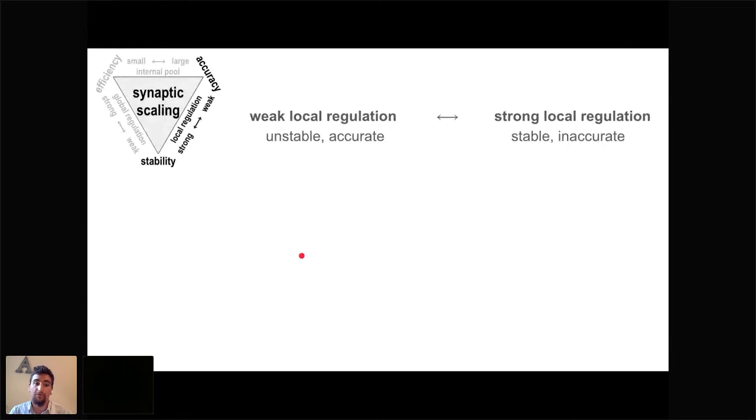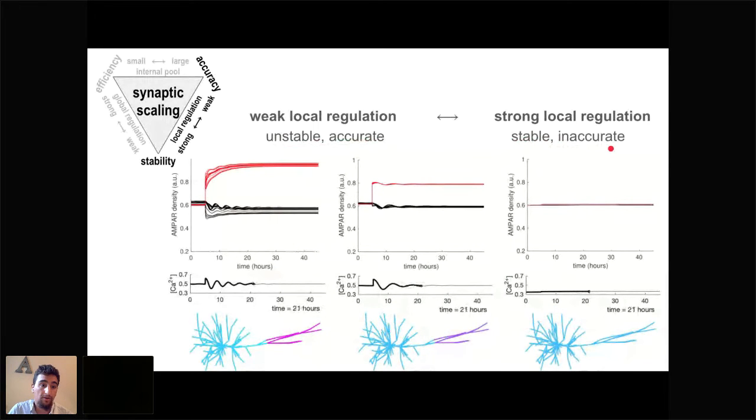And we're again going to show 3 simulations, this time with increasing local control. So we're going to have weak control here and strong local regulation on the right. With weak local regulation on the left, we have accurate scaling, where the red compartments see a notable increase over the black. However, there's poor stability with the same oscillations that we saw last time.